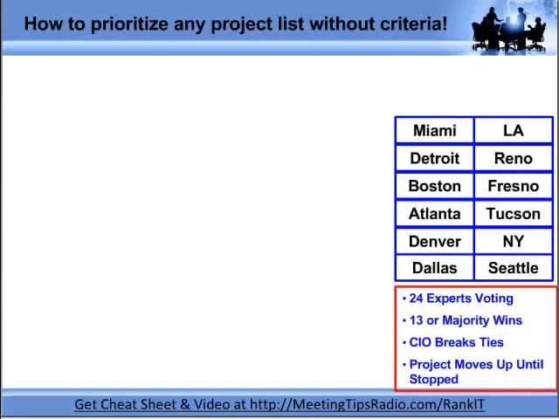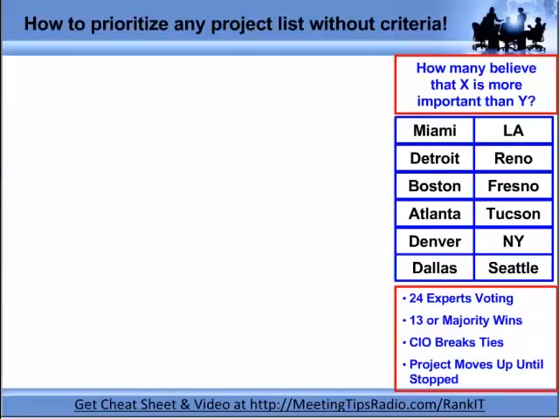Then I'm going to review the rules. In this case, there are 24 experts voting. 13 or a majority wins. I know Tony likes it to be 13 every single time because she wants everybody to vote, right, Tony? But they don't always vote, so I just say the majority wins, okay? And the CIO in this case will break the tie, and the project keeps moving up the list until it stops.